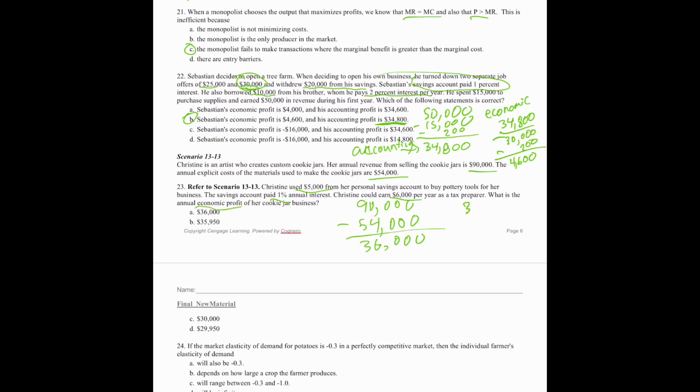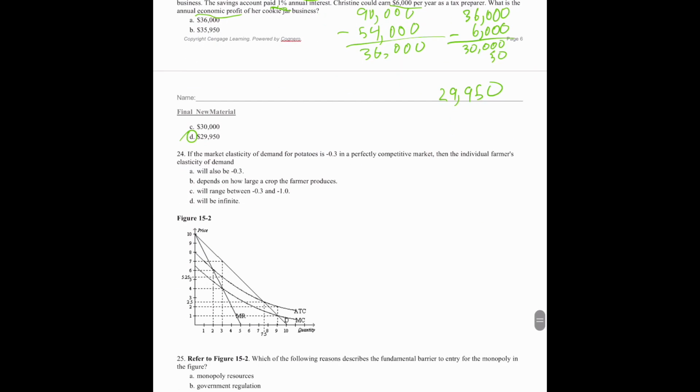So then we want to take that $36,000, subtract off the $6,000 she would be making if she took a job. That leaves us with $30,000. And then we want to take away this 1% that she could be making on the $5,000, which is just... I apologize, that's $50. And that leaves us with $29,950, which leaves us with D as our answer.